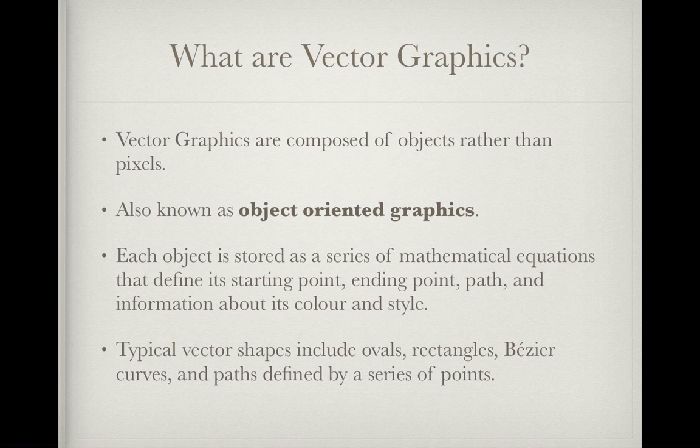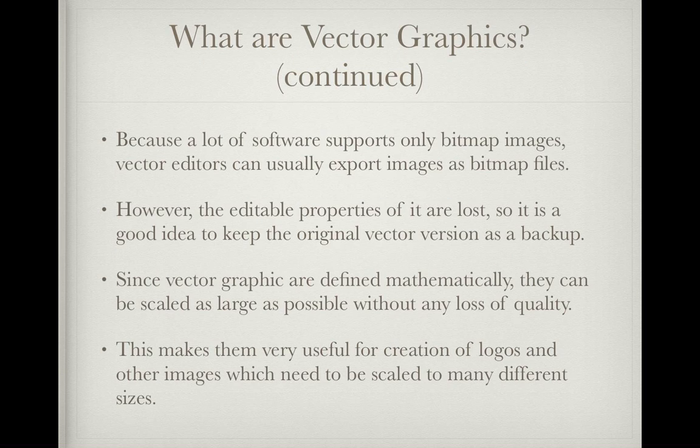Vector graphics are image files that are composed of objects rather than pixels. They are also known as object-oriented graphics. Each object is stored as a series of mathematical equations that define its starting point, ending point, path, and information about its color and style. Typical vector shapes include ovals, rectangles, Bezier curves, and paths defined by a series of points.